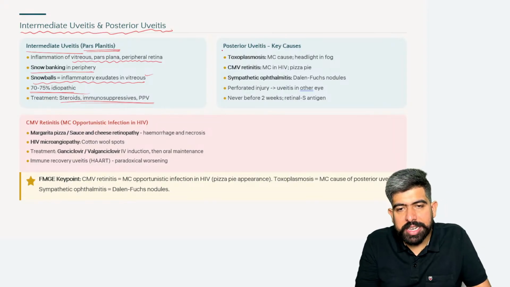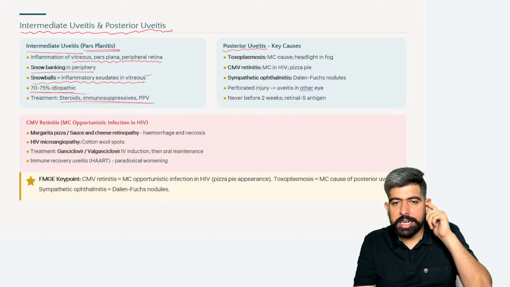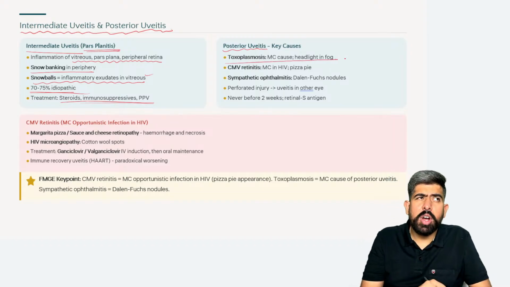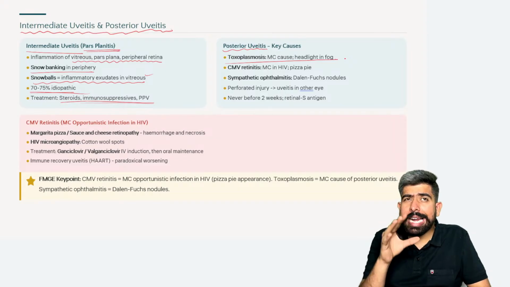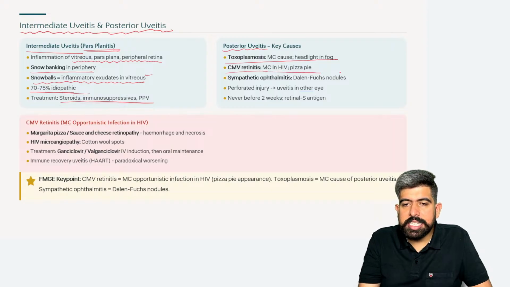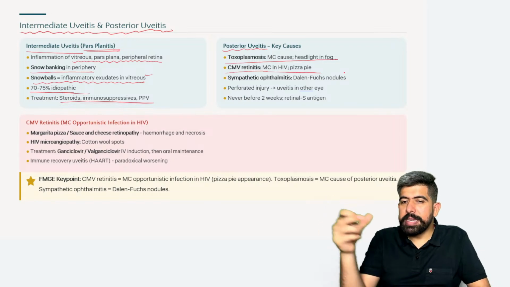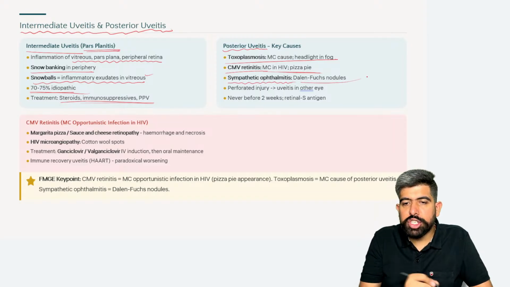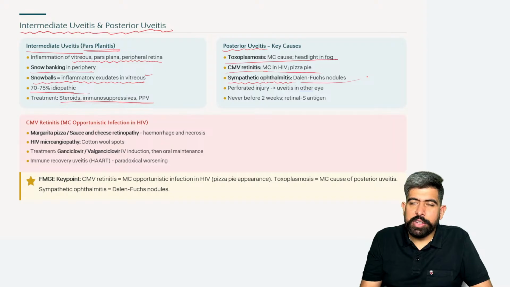Also, please remember the posterior uveitis is caused by toxoplasmosis, which is the most common cause. The patient has the headlight in fog appearance. Also, the patient is having CMV retinitis, which is most commonly seen in HIV, which is seen as the pizza pie appearance. Also, there is sympathetic ophthalmitis, which has the Dalen-Fuchs nodules.